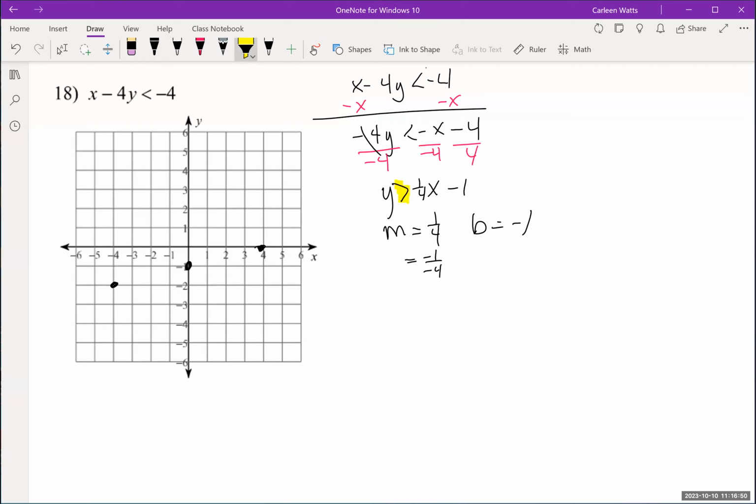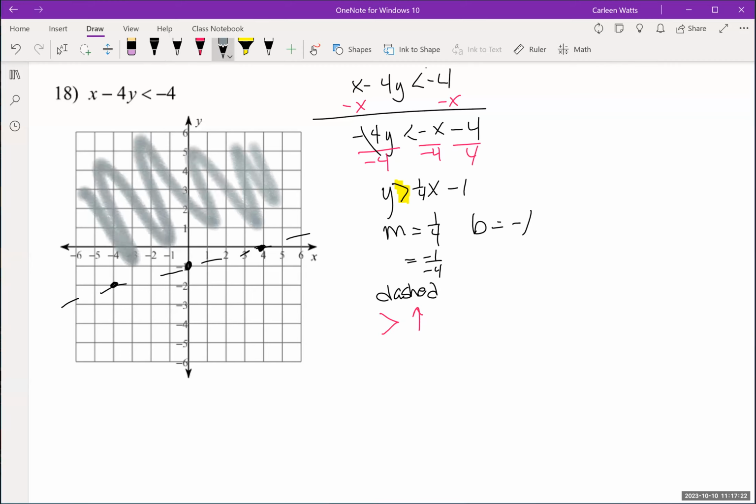Okay, solid or dashed? Dashed. Shade up or shade down? Okay, I have one vote. Everybody vote, please. Greater than. Shades up or down? All right, I see those votes. Up. That's it.